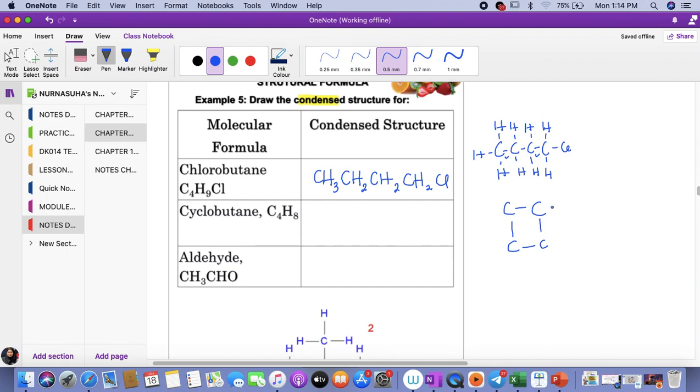Four sides. Okay, 1, 2, 3, 4. This is the expanded structure for cyclobutane. The question asks us to condense it. For a condensed structure for cyclo, cyclo means the shape is cyclic. Cyclic means a circle.